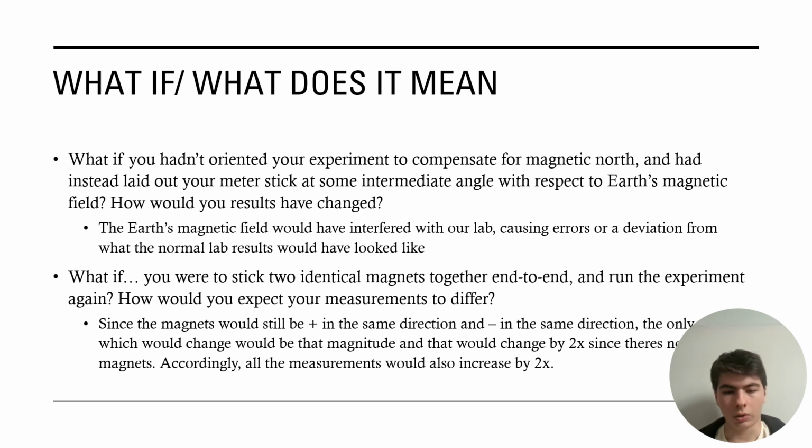And what if we were to stick two identical magnets end to end and run the experiment again? What would change in our experiment, if anything? So since the positive end and the negative end of the magnets would still be in the same direction, the only thing which would be changing is the magnitude, and that would change by 2 times since there are 2 magnets, and accordingly all other measurements would also increase by 2 times.